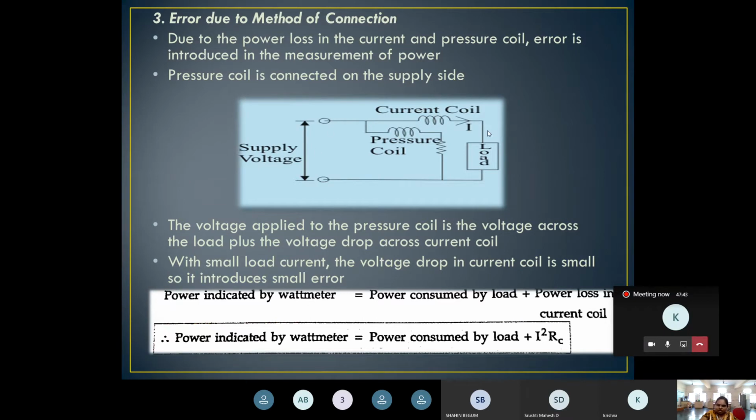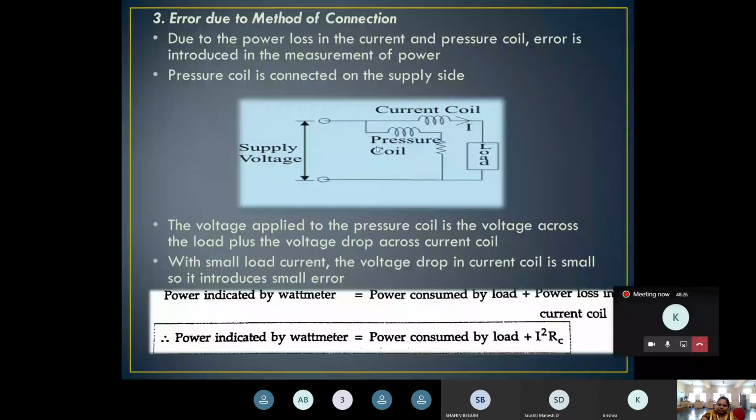Here one construction is given. How is it connected? The pressure coil is connected on the supply side. This is our pressure coil, right? This is connected across the supply voltage, near to the supply voltage. When it is connected like this, what is going to happen? The voltage applied to the pressure coil is the voltage across the load plus the voltage drop across the current coil.